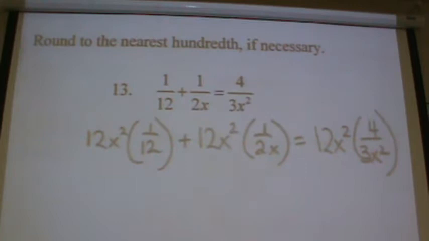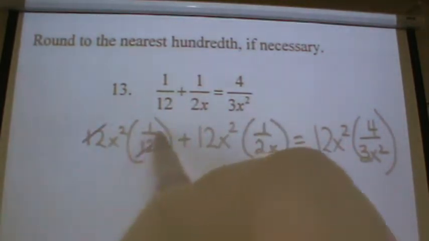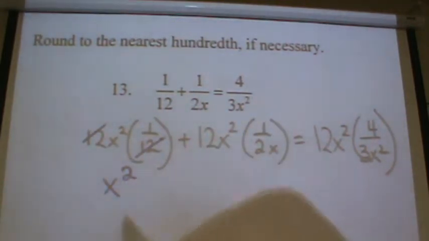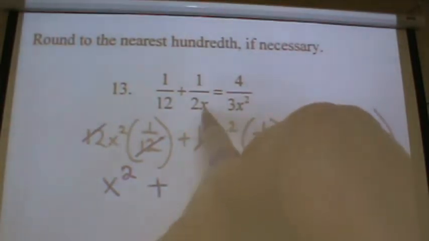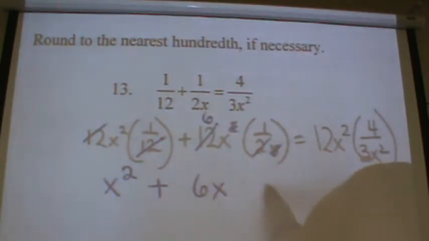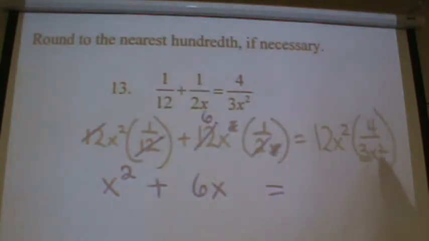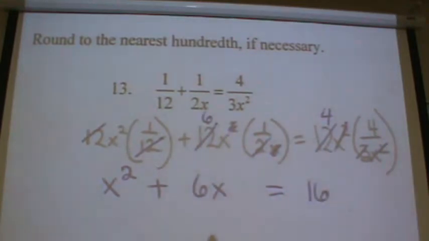Okay, so what cancels? Start with the left. The 12s cancel. What's on top now? X squared. How about here? 6. 2 goes into 12 6 times, and we can cancel one of the x's. So what do you have? 6x. And what about these? The x squareds cancel. 3 goes into 12 how many times? Over 60. So this is 16. Thank you. Next, what do you do?